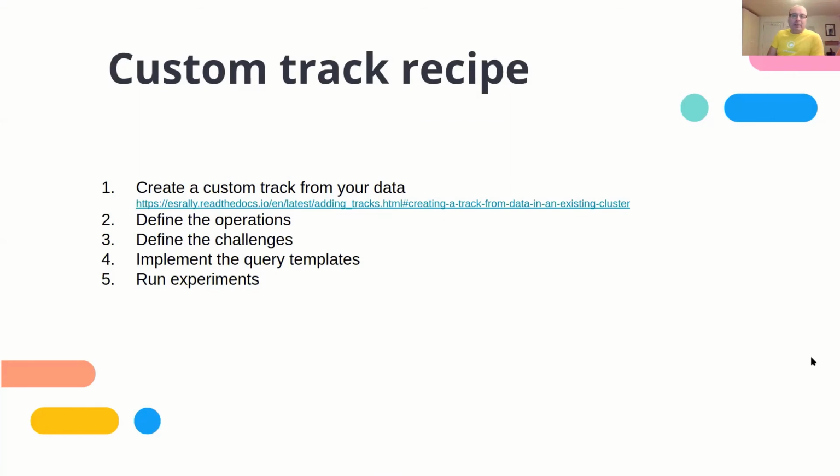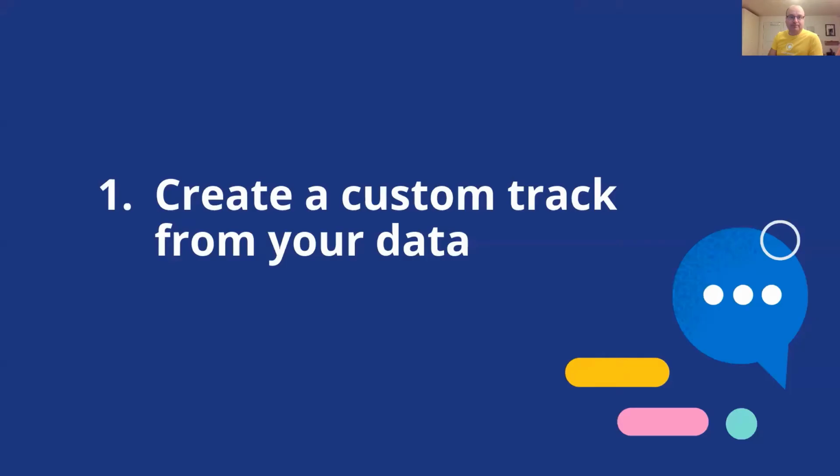So to build a custom track, the first thing you need to do is to create a custom track from your data. Then you have to define the operations and the challenges and implement the query templates. When you have done that, then you can run the experiments. So in the rest of the talk, we're going to go a little bit deeper into each of these steps. So let's look at how to create a custom track from your data.